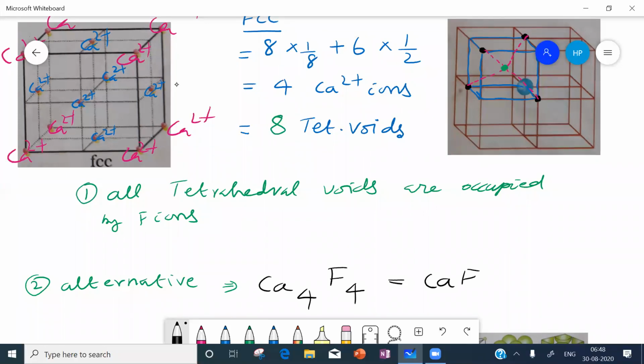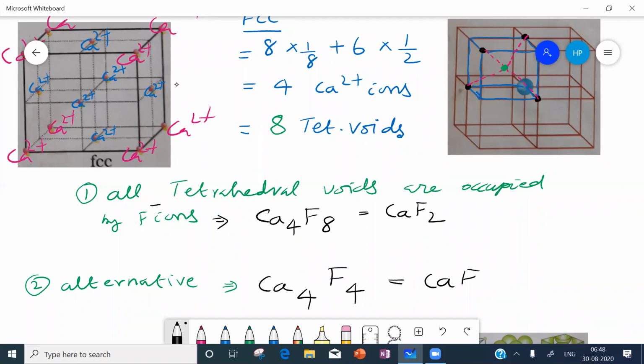Now we will take the point that all tetrahedral voids are occupied by F minus ions. As per this, per unit cell there are 4 calcium ions, and there are 8 tetrahedral voids. How many tetrahedral voids are occupied by F minus ions as per this point? All. So F minus ions are 8. If you simplify this, you will get CaF2.